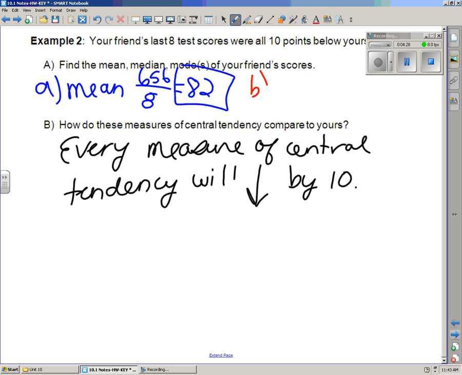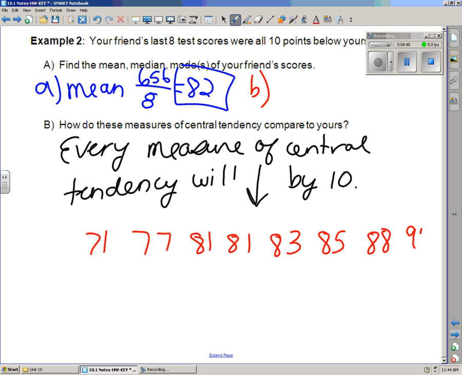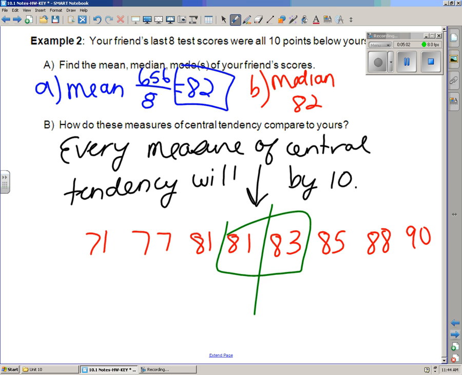Your median, well, when I put all those scores in order, and again, remember what's happening, I'm not going to do them all, but if I drop them all by 10, I'm going to have 71, I might as well do them all: 71, 77, 81, 81, 83, 85, 88, and 90. So now my middle scores will fall here, and that's going to be 82. So your median is 82.